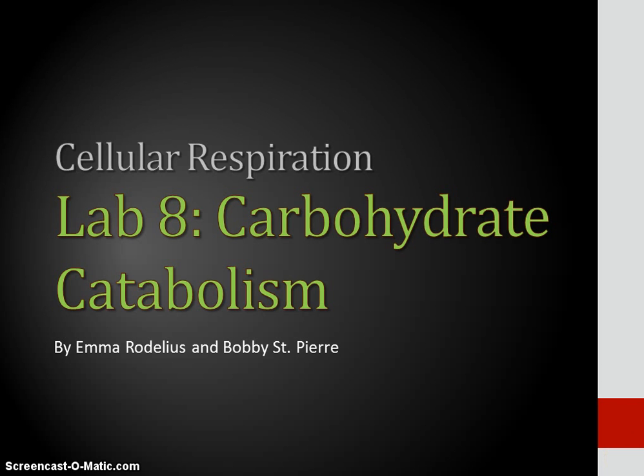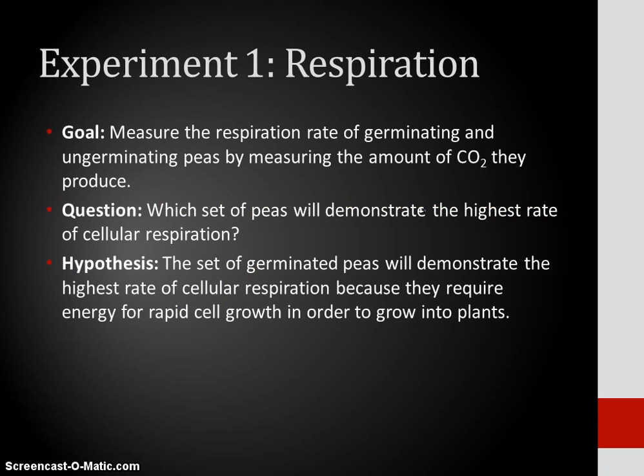This is Lab 8 Carbohydrate Catabolism, Part 2 of Cellular Respiration. The first experiment we conducted had to do with cellular respiration, and our goal was to measure the respiration rate of germinating and ungerminated peas by measuring the amount of CO2 they produce. The question that we had to answer was which set of peas will demonstrate the highest rate of cellular respiration.